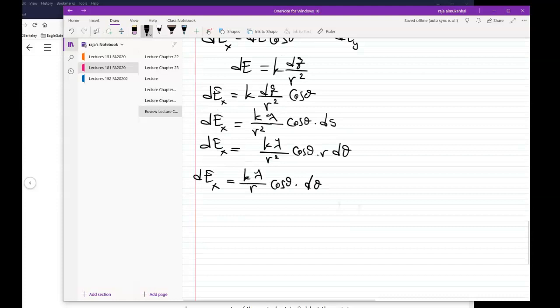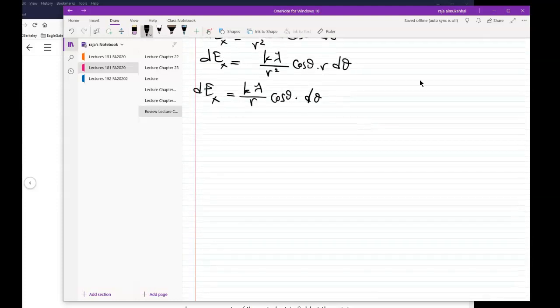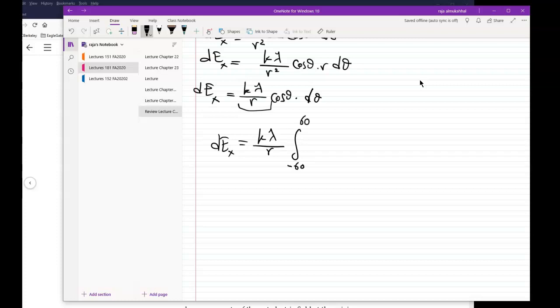So for dEx, first of all, let me kick this out of the integral because the whole thing is a constant. So in this case, I'm going to have dEx equal to k lambda over r, integral from minus 60 degrees to 60 degrees, cosine theta d theta. You see that?